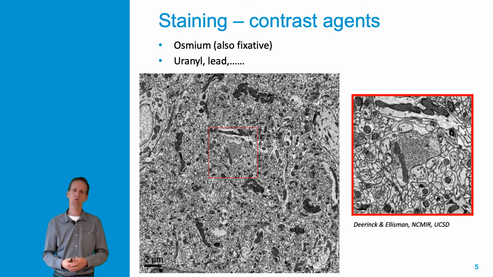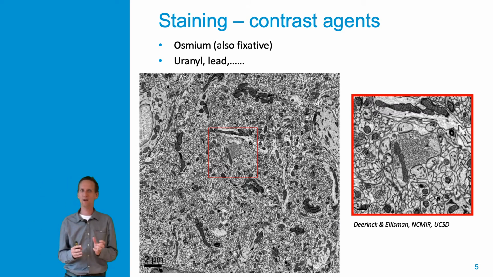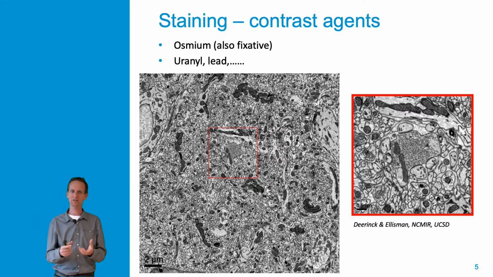But we can also further stain the material after the steps of embedding and sectioning, which is what we call a post-embedding or post-sectioning staining. Typically, we use a metal salt like uranyl or lead for this purpose. Now you see an example of a biological tissue section heavily stained in the images here.